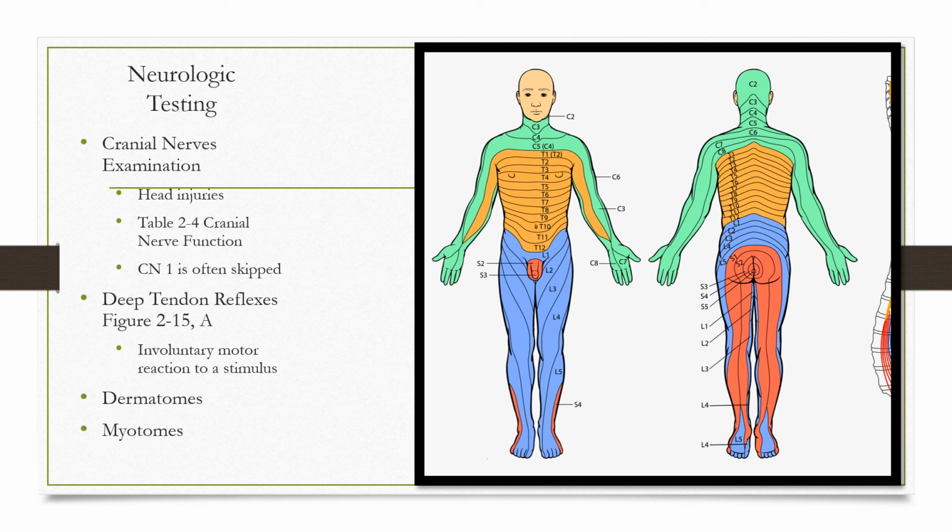Neurologic testing: cranial nerves examination for head injuries, but if you're examining cranial nerves, you really need to be thinking about referring out. Cranial nerve 1 is often skipped. That's olfactory. Deep tendon reflexes are an involuntary motor reaction to a stimulus. Dermatomes are on the right, here are the different pictures of the dermatomes. If people are having symptoms along a specific dermatome, that could help us figure out where the problem is.